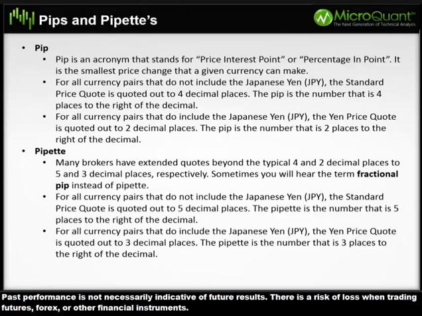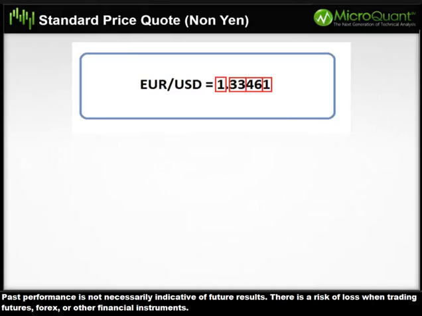The only real thing you need to take away from this is that for the standard currency pairs that are not paired up with the Japanese yen, the standard price quote is quoted out to 5 decimal places instead of 4, and the pipette is the number in the 5th place. The same goes for the Japanese yen pairs: the price quote is quoted out to 3 decimal places, and the pipette is the number that is 3 places to the right of the decimal. So we'll break it down for you to see what we're talking about.